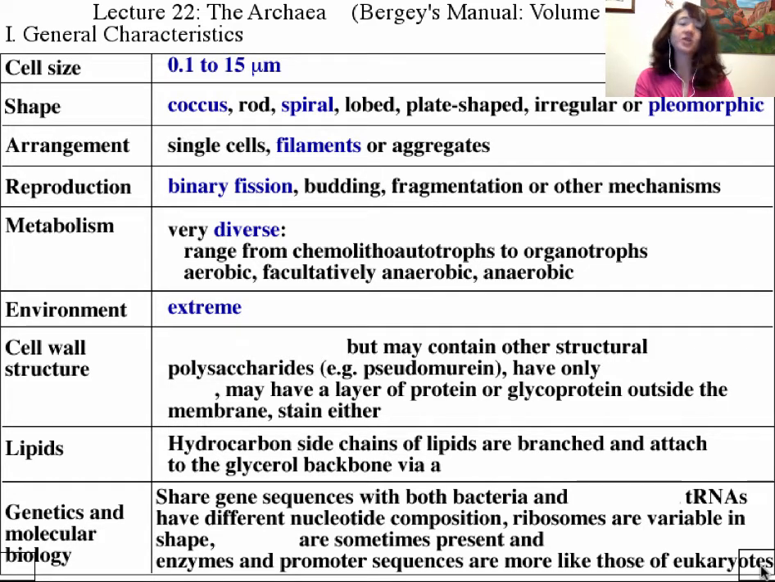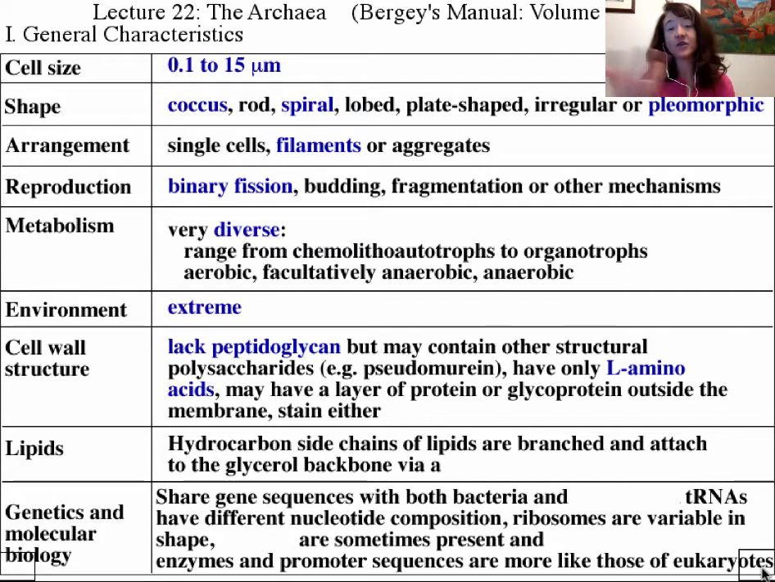Now, the cell wall structure is also very different from what we see in bacteria, and you'll all remember that, of course, the only form of life that has peptidoglycan is bacteria, so they don't have peptidoglycan, and that's in large part because they do not have muramic acid. They have something called pseudomurein, which does form a very polymeric structure that is very rigid, and they do have cell walls. But they also lack those really weird amino acids.